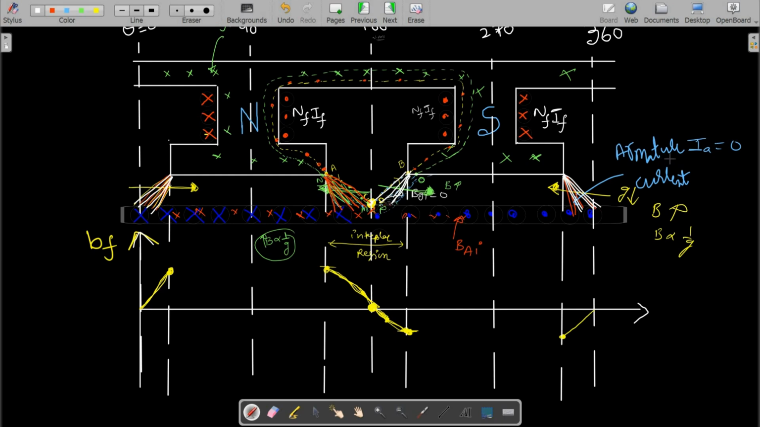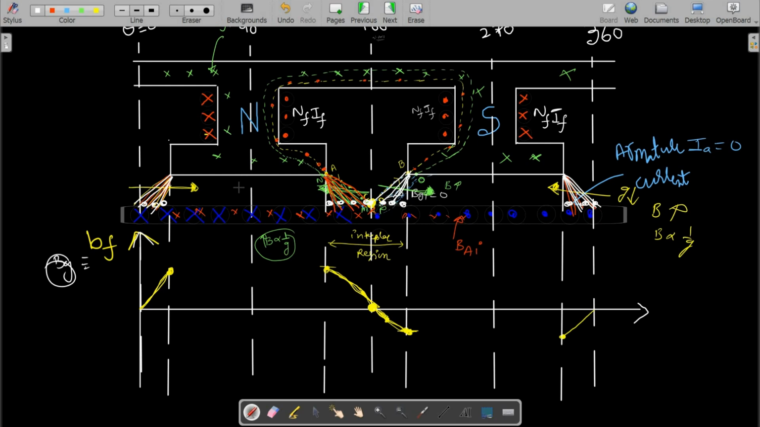And what is that BG? That BG value is nothing but the BF value. This BF value only we have given the name BG. So those values are here on the surface of the armature core, and those values are represented by this yellow graph here. And these points' values are represented here, and also these are represented in this value here like this. And this is the derivation up to the interpolar region.